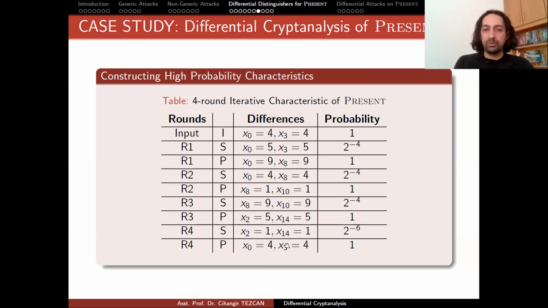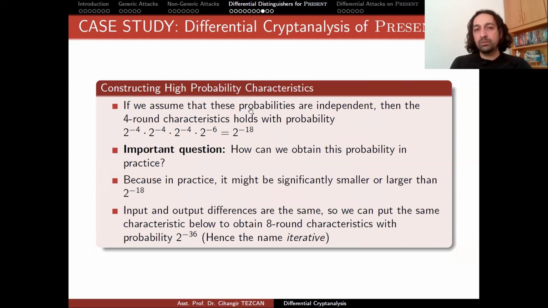So after the permutation layer, now the differences are sent to S boxes 0 and 3. But as you can see, now we return back to our initial case. This is why we say this is an iterative characteristic. So let's first only look at the 4-round version. If we assume that these probabilities are independent, then the 4-round characteristic holds with probability of these multiplications, which is 2 to the minus 18.